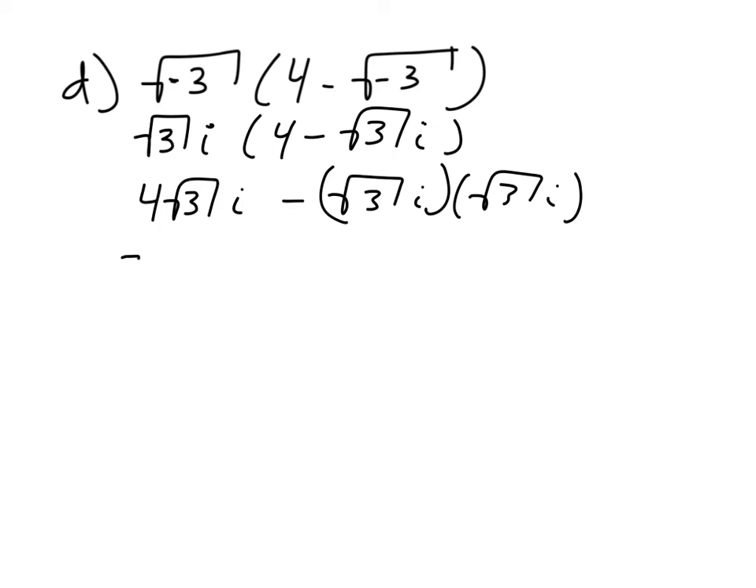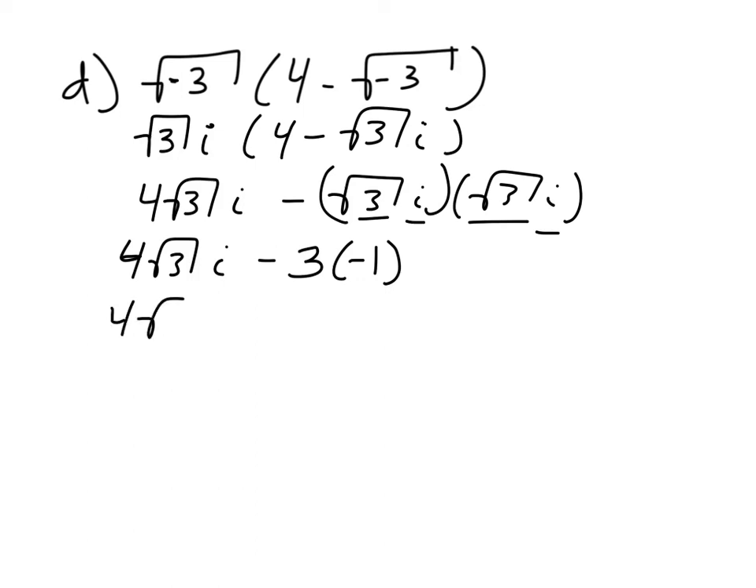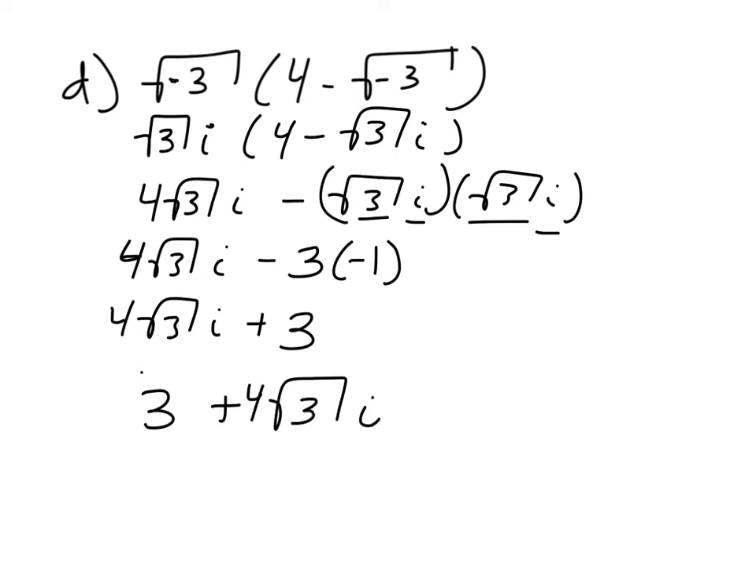That's 4 square root of 3 times i minus, now the square root of 3 times the square root of 3 is 3, and i times i is negative 1. So then I have 4 square root of 3 i plus 3. To write that in standard form, I should have the real part first, and then the imaginary part second. And that's my answer.